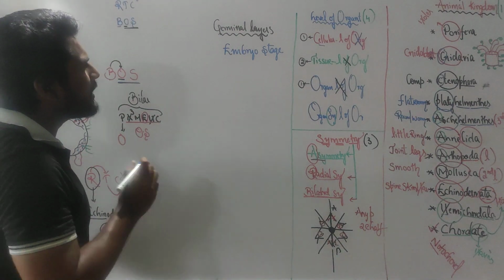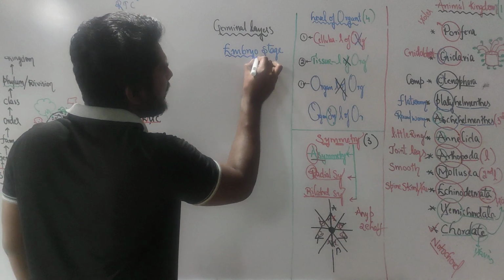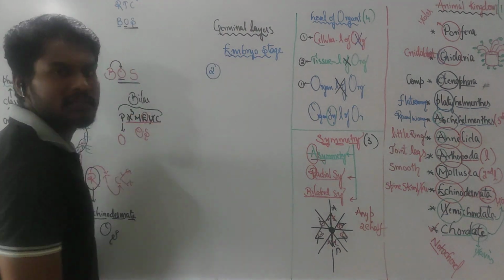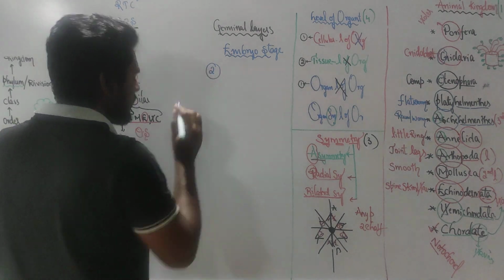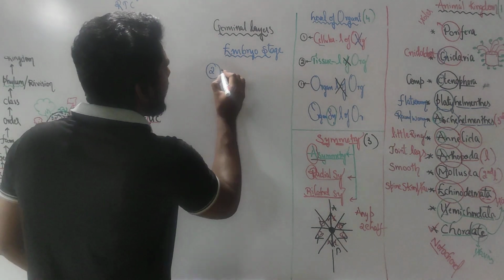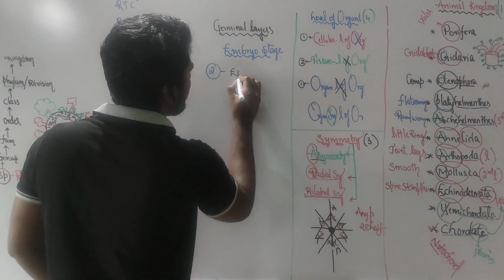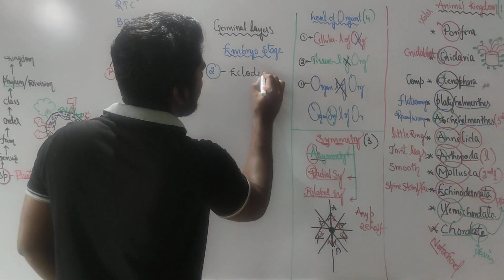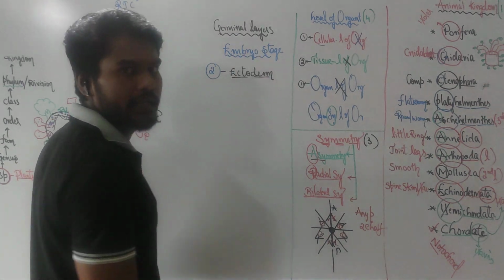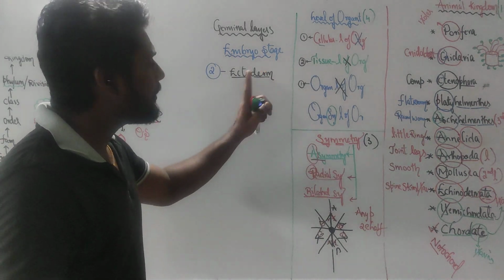If the number of germinal layers during embryonic stage is only 2, what are those germinal layers? Number 1 is outer ectoderm. Ecto means out, derma means layer here. Derma means skin, derma means layer.